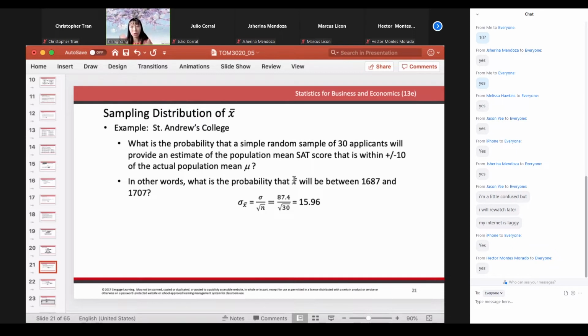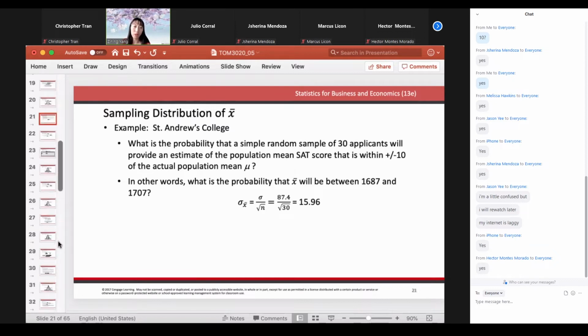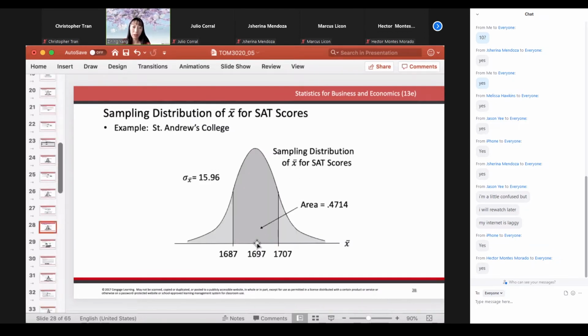And when we say close enough, we are limiting it between 1687 and 1707, and that's only because the population mean 1697 is in the center. So when we add 10 points, it gets us to 1707. When we subtract 10 points, it gets us to 1687. So we simply want to figure out the area of the darker gray. What's that probability?